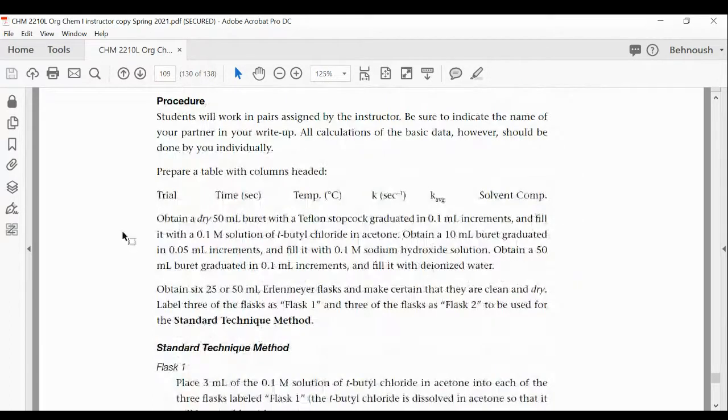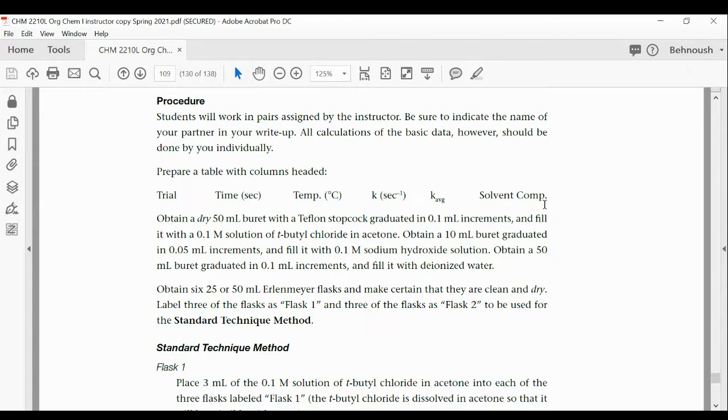So when you do the experiment, in different trials, you want to record the trial number, how long it took for the color change, what the temperature was, and what the value for K is. The average K is, if you have 3 trials or 2 trials, you take the average K.